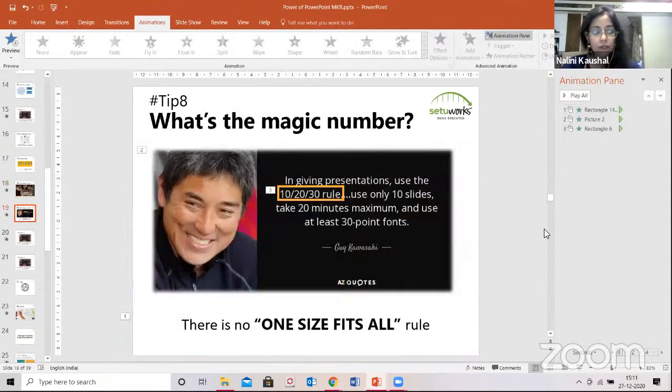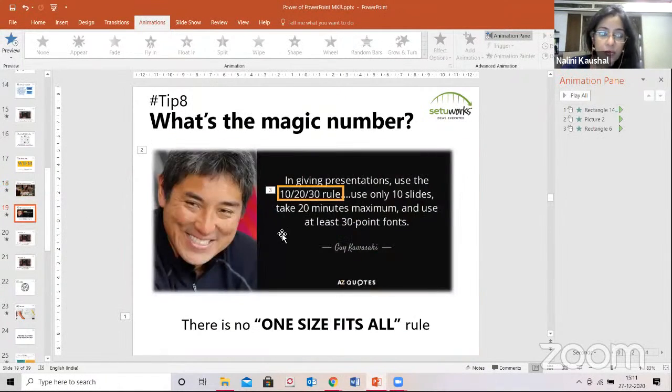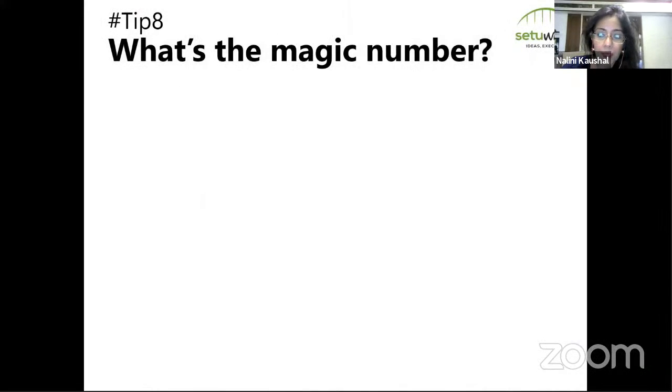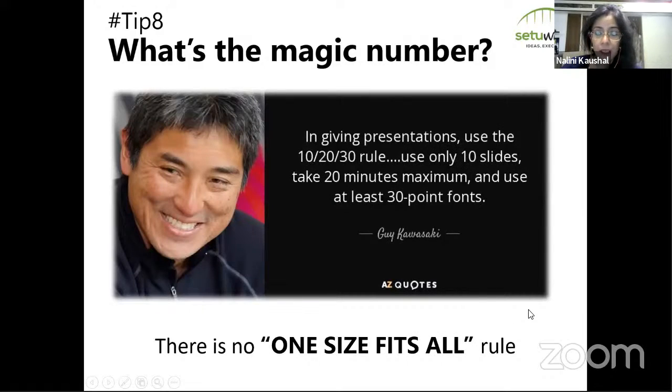Here, for example, where I've used it in this particular slide, we asked a question: what's the magic number, if you remember. We wanted the audience to not know that there's a quote coming in. So when I played this slide, it opened up and, on click, the sequence was set so that "one size fits all" comes first and then the quote comes.